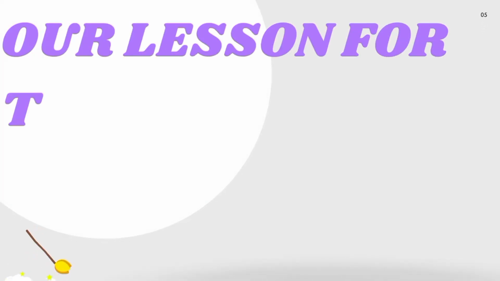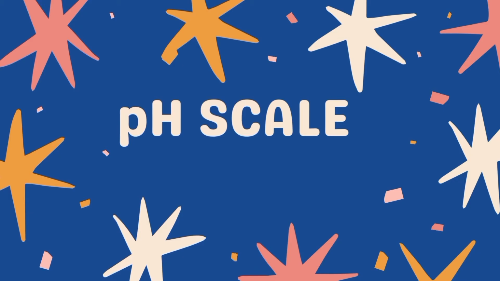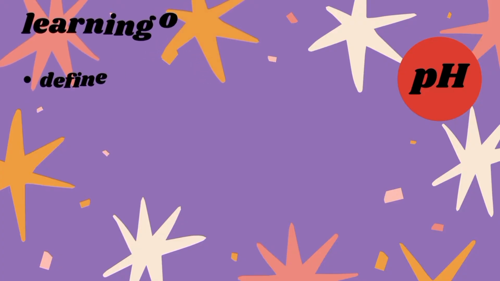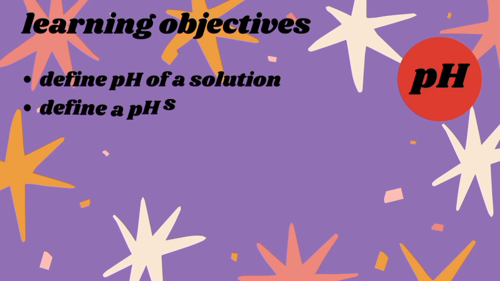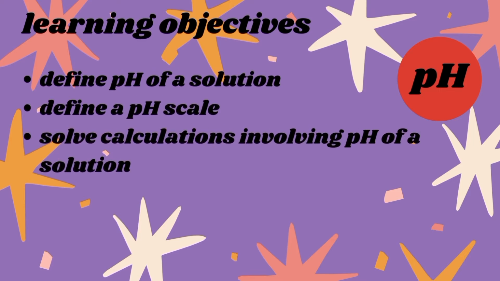Our lesson for today is on the topic pH scale. So let's take a look at the learning objectives for today's lesson. Here are the learning objectives. First, we'll be defining the pH of a solution. We'll define a pH scale and solve one or two questions involving pH of a solution.